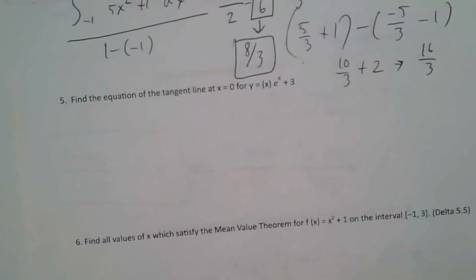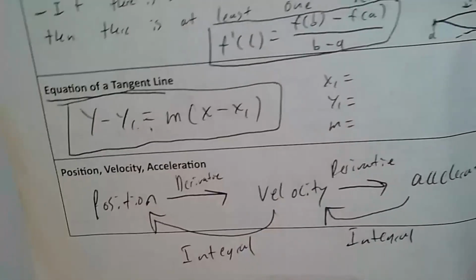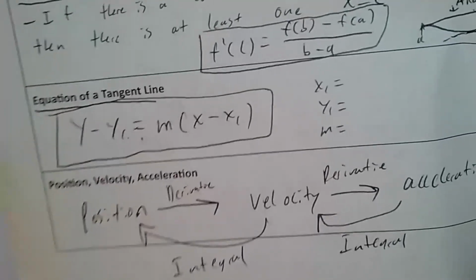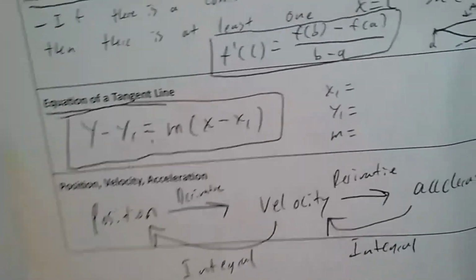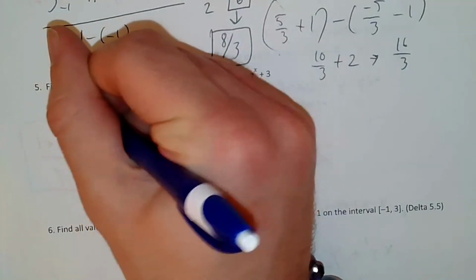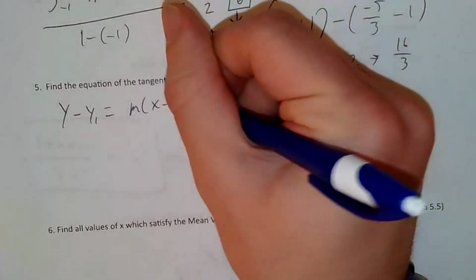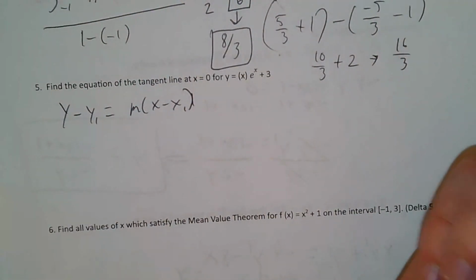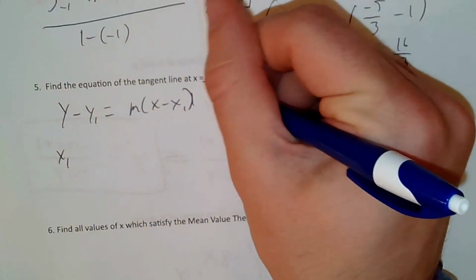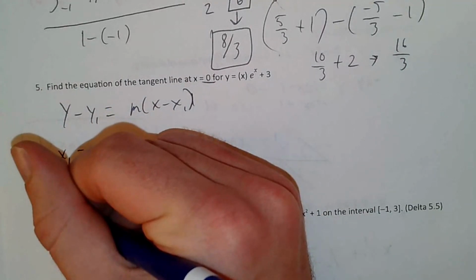Find the equation of a tangent line at x equals 0 for y equals x times e to the x plus 3. So this is the equation of a tangent line, which in the notes I mentioned, whenever you see equation of a tangent line, you should be thinking of this formula, which is, again, y minus y1 equals m times x minus x1. So just write that down. It's a good place to get started. And I know from reading this, my x1 is that 0, but I need to find my y1. I need to find my m.